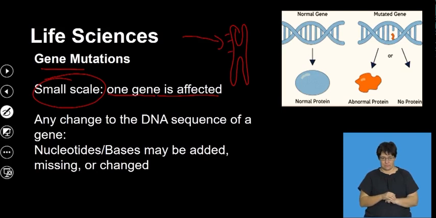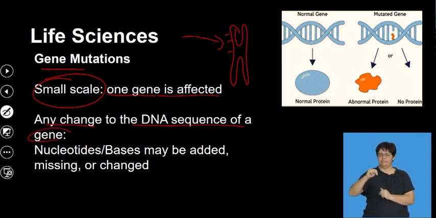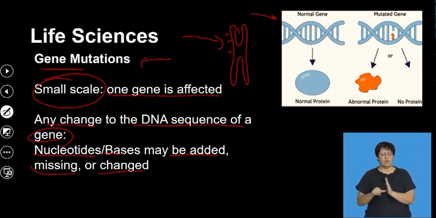What's important for us to recognize is that a gene mutation is a change in the sequence of the nucleotides in a gene. So if we go back to understanding what a gene is, it's basically a sequence of DNA nucleotides. So when a nucleotide or a base is added, missing, or changed, we say that that is a gene mutation.